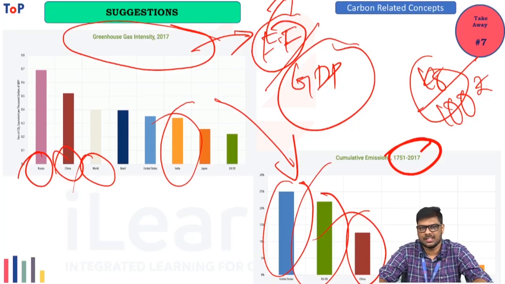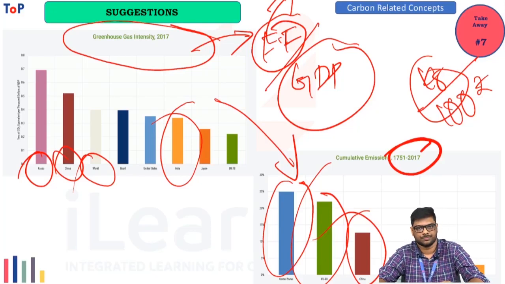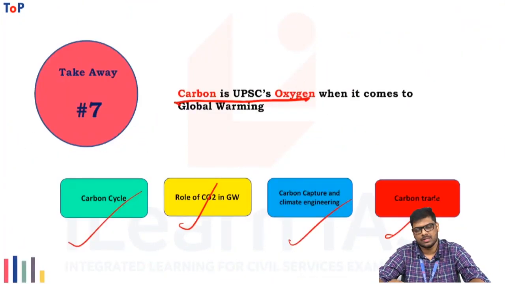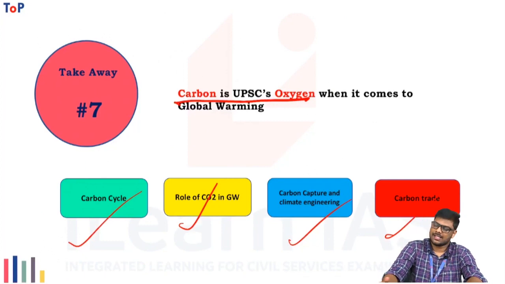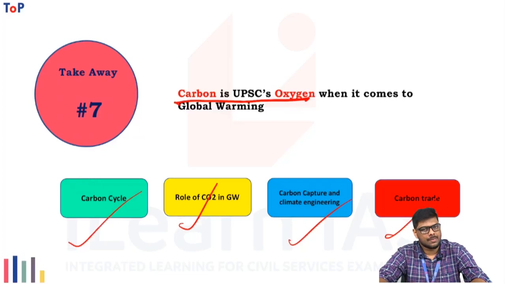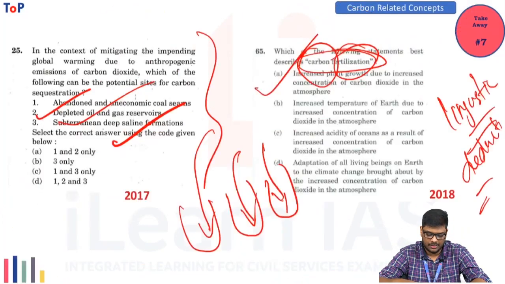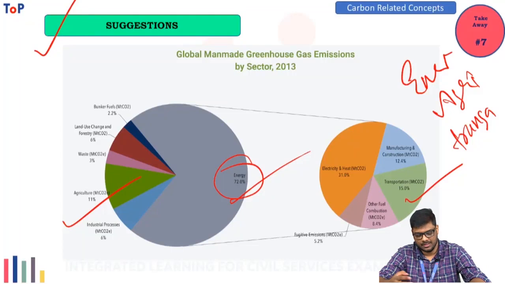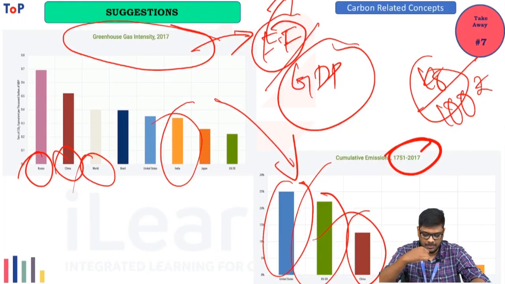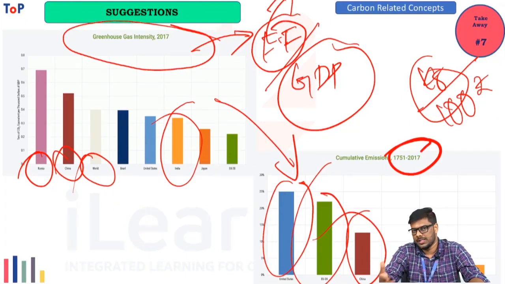So these are the suggestions I have to give to you regarding carbon related concepts. Let me revise it once again. UPSC can ask question related to carbon concepts like carbon cycle, credit, sequestration and some other climatic engineering technologies. And these are my suggestions: sectoral emission, country wise emission, per capita emission, GDP wise emission and cumulative emission. Know these facts, it will be beneficial for you.